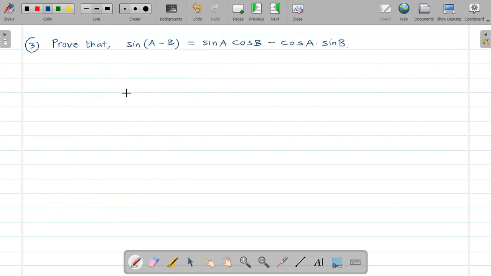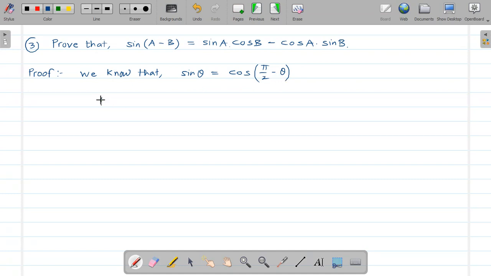So let us see. The third compound angle formula is: prove that sin of a minus b is equal to sin a into cos b minus cos a into sin b. So let us see the proof. In the proof, first of all we will write that we know that sin theta is equal to cos of pi by 2 minus theta. Already we have proved this result.